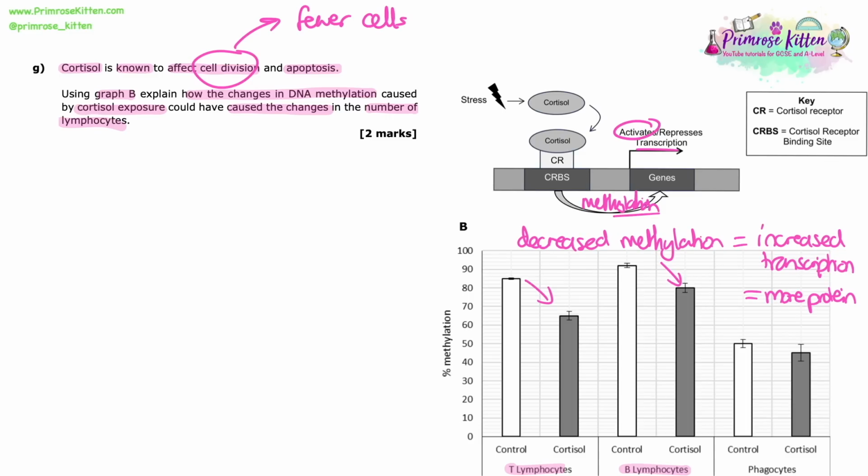We know there were fewer cells, right? There were fewer T cells and B cells from graph A. I haven't put it on the slide, but from graph A you can see we've got a decrease in those cells, and we just talked about that in the previous question. So that means less cell division, or reduced cell division, or an increase in cell death. So apoptosis is cell death.